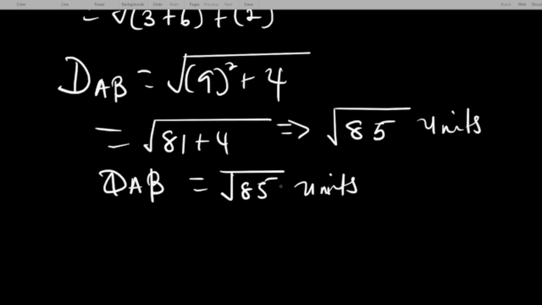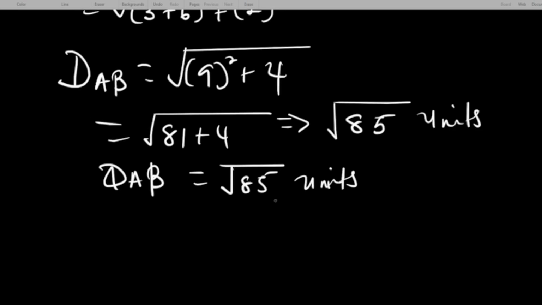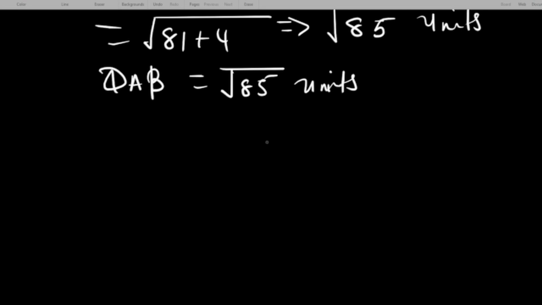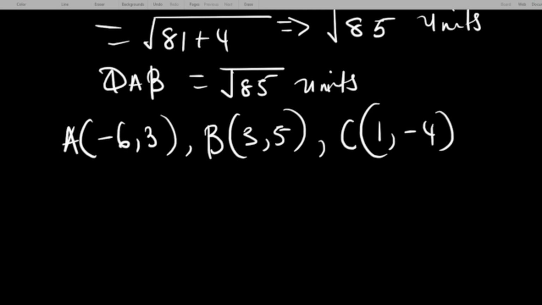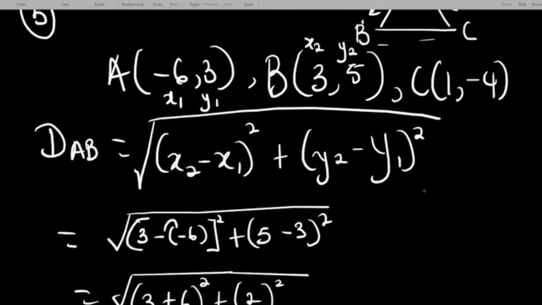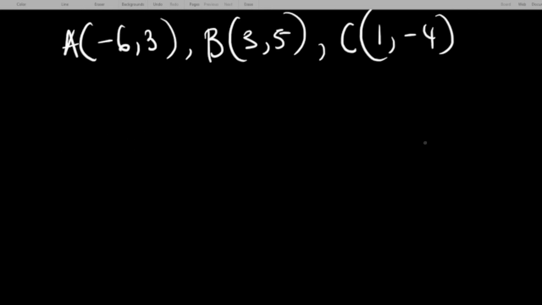Okay, now we've done AB. We now have to do AC, so let's do AC to see what we're going to find. Here we have our coordinates again. We have A to be -6, 3, and then B is 3, 5, then C is 1, -4. Let's check again for consistency: -6, 3, 3, 5, and 1, -4. Okay, so we've done AB and we got root 85.